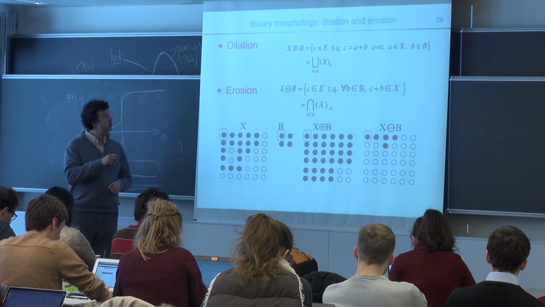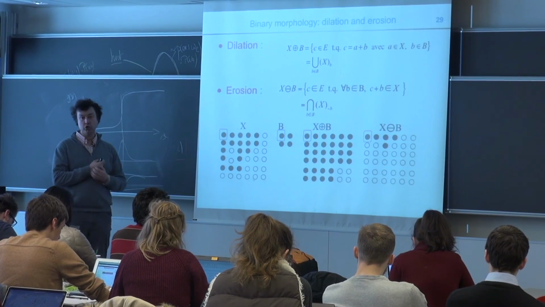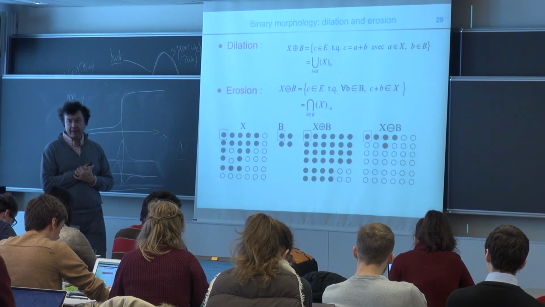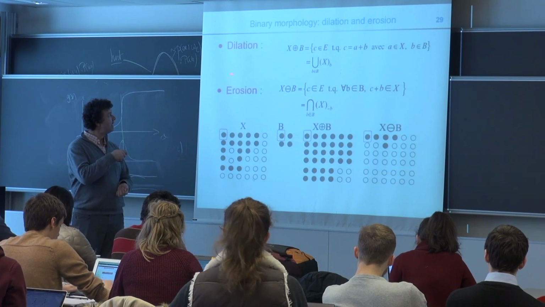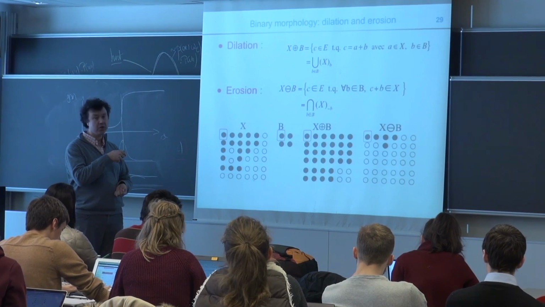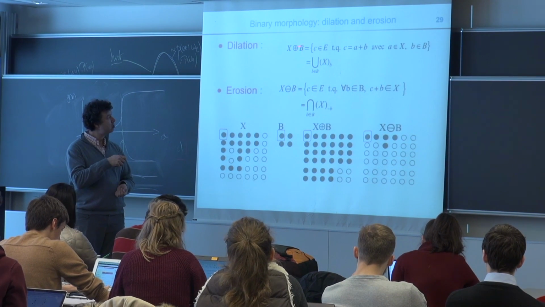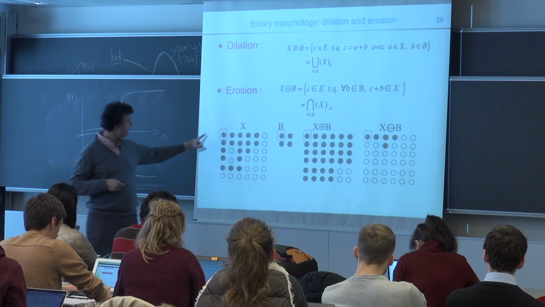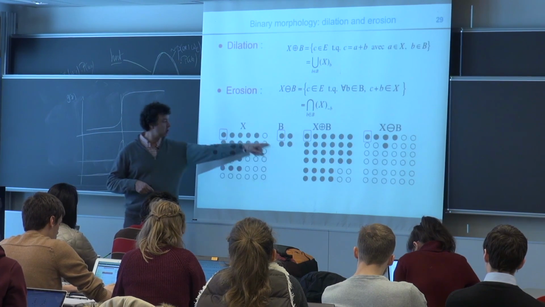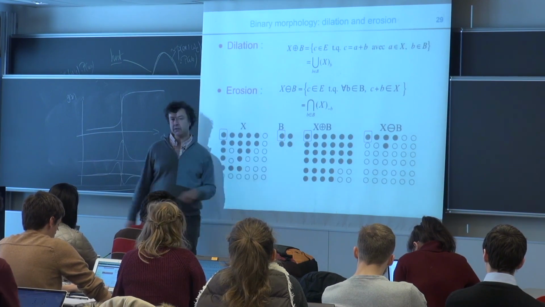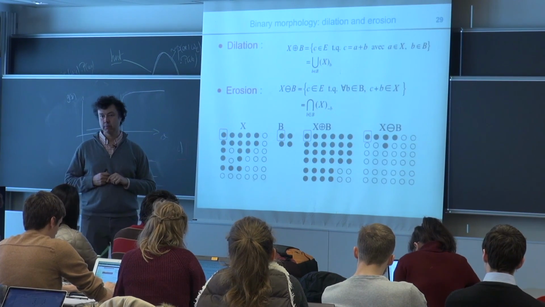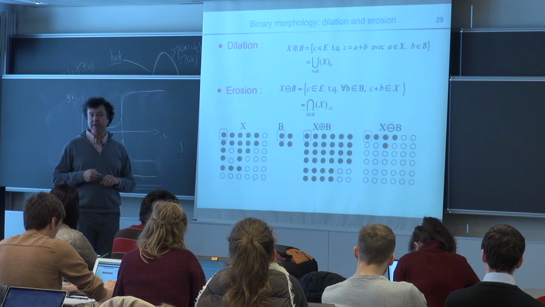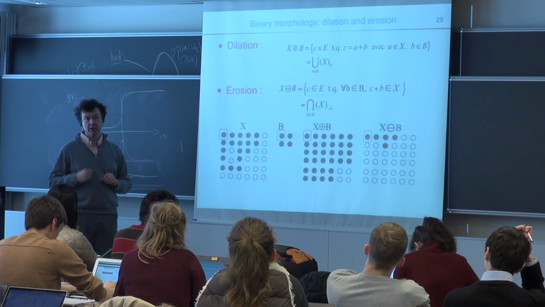Two first operations, dilation and erosion. The names speak for themselves. The dilation of a binary image by a structuring element B means what it means. But since it's very mathematical, you have a nice definition.